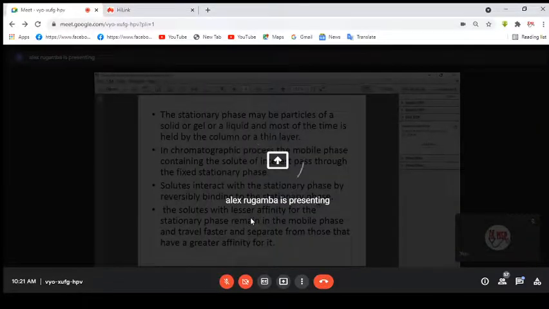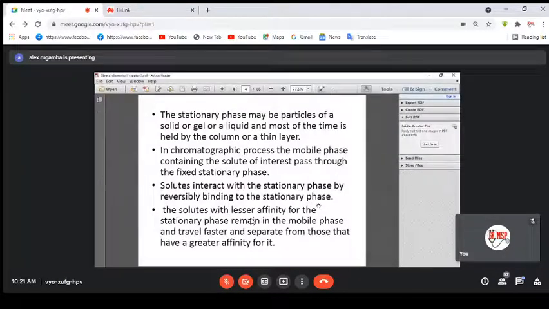So as I was saying, the stationary phase may be particles of solid or gel. Most of the time these are held by a column or thin layer. So I talked about the column. In the chromatographic process, the mobile phase containing the solute of interest passes through the fixed stationary phase. The solute interacts with the stationary phase by reversible binding. So, the column.